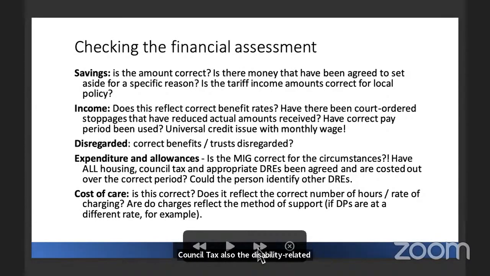And finally, one of the things that sometimes slips in is the cost of your care. So especially during the pandemic, where people haven't been able to access all the support that they've been assessed as needing, check that you're not paying more than the actual support that you're getting, the actual amount that the council are paying for your support.